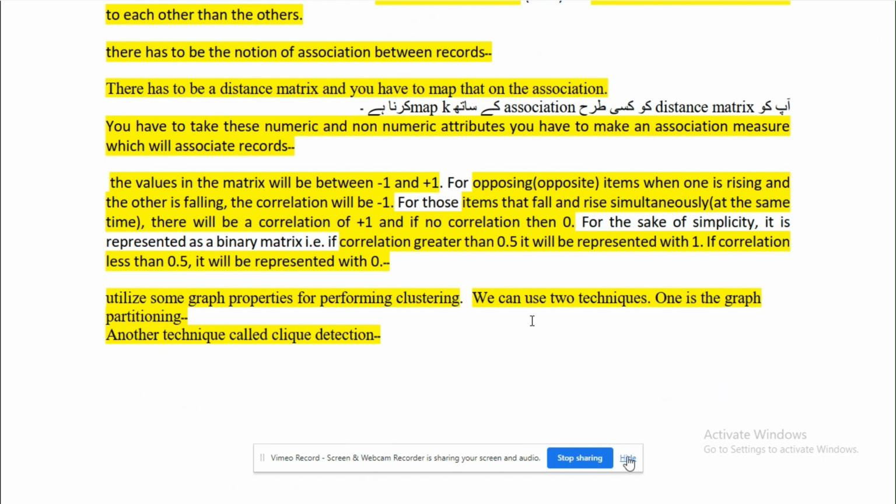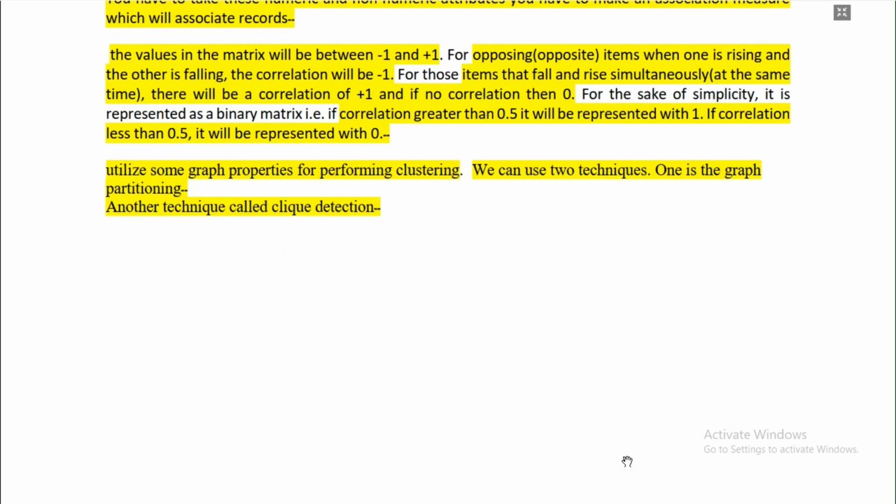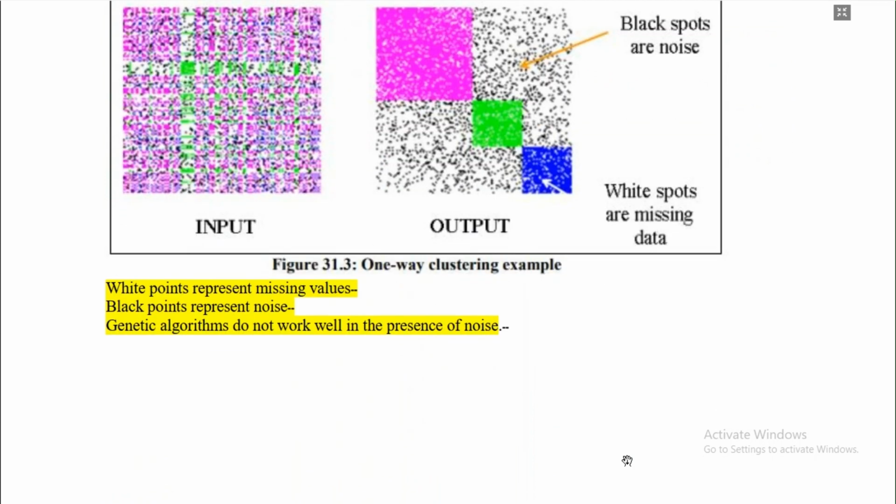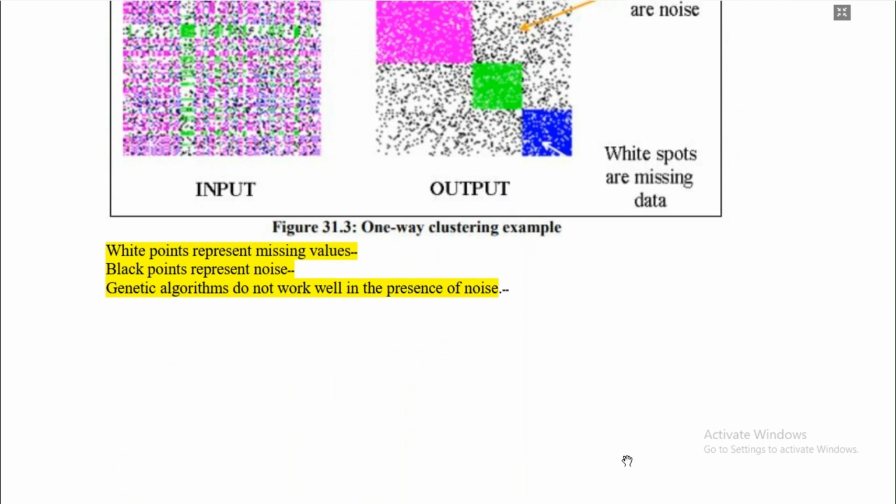Utilize some graph properties for performing clustering. We can use two techniques. One is graph partitioning. Another technique is called clique detection. White points represent missing values. Black points represent noise. Genetic algorithms do not work well in the presence of noise.